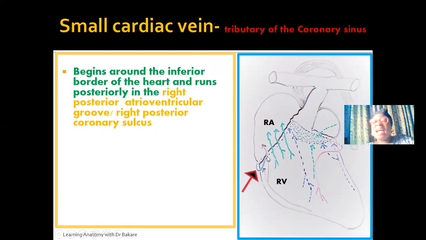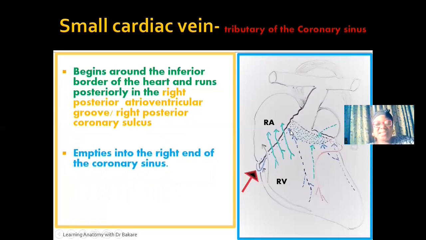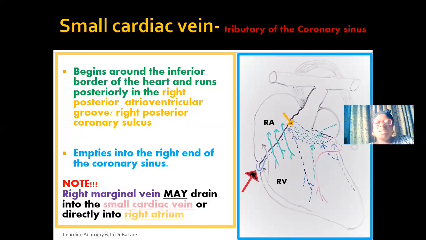And it's also passed through the right posterior atrioventricular groove. This is the right posterior atrioventricular groove at the posterior part before it is finally released into the right side of the coronary sinus. So it also empties blood into the right end of the coronary sinus, just as what is presented in the middle cardiac vein or the posterior interventricular vein. So it empties deoxygenated blood into the right end of the coronary sinus. And this is the coronary sinus here, arrowed in yellow. It's also important to add that we have the right marginal vein.